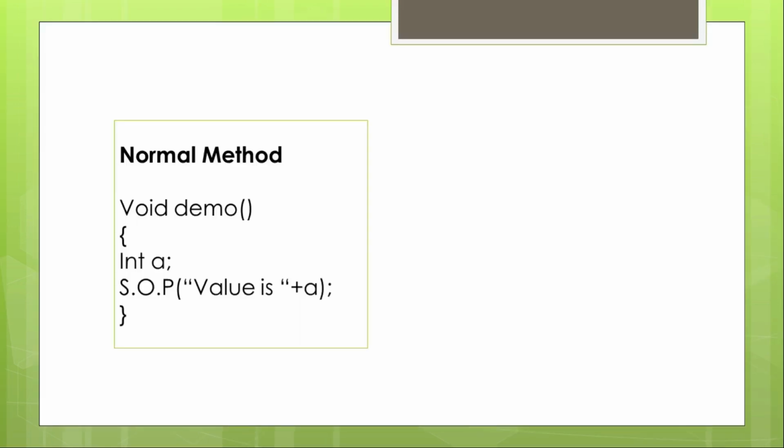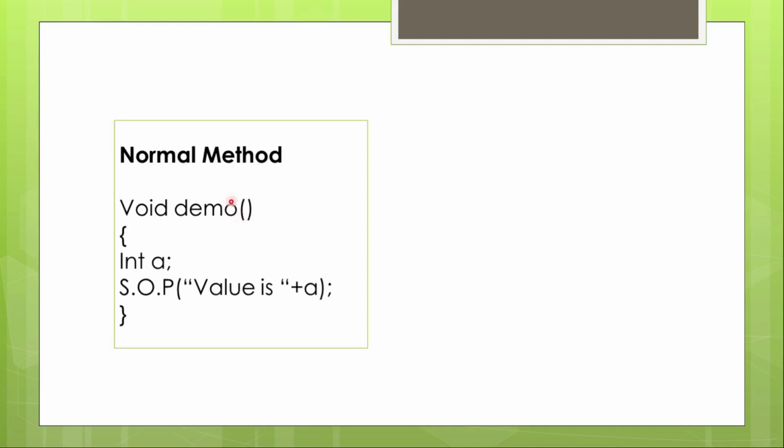Very interesting and important topic, interfaces. Interfaces are very much similar to classes. You already know a class is a combination of variables plus methods, whereas an interface is a combination of variables plus abstract methods. I repeat, abstract methods. Now you are going to learn the difference between a normal method and an abstract method.